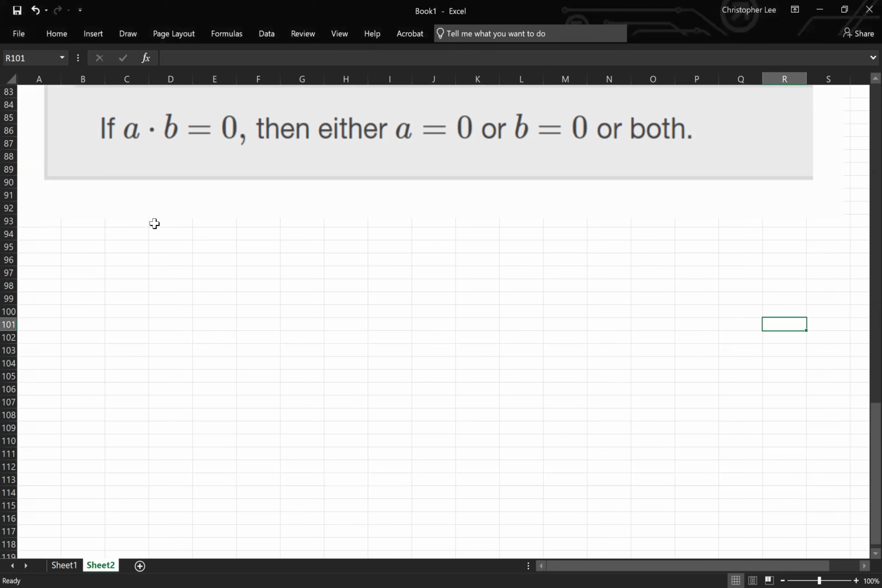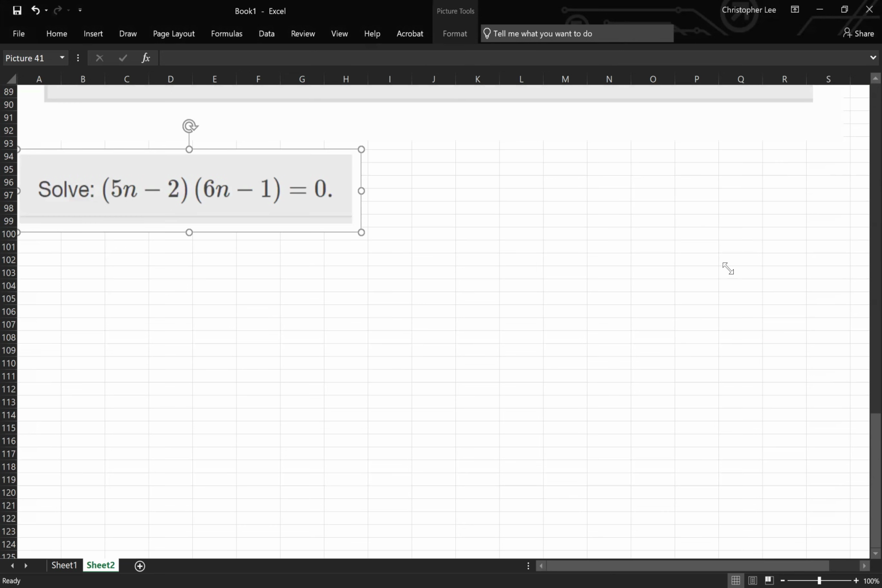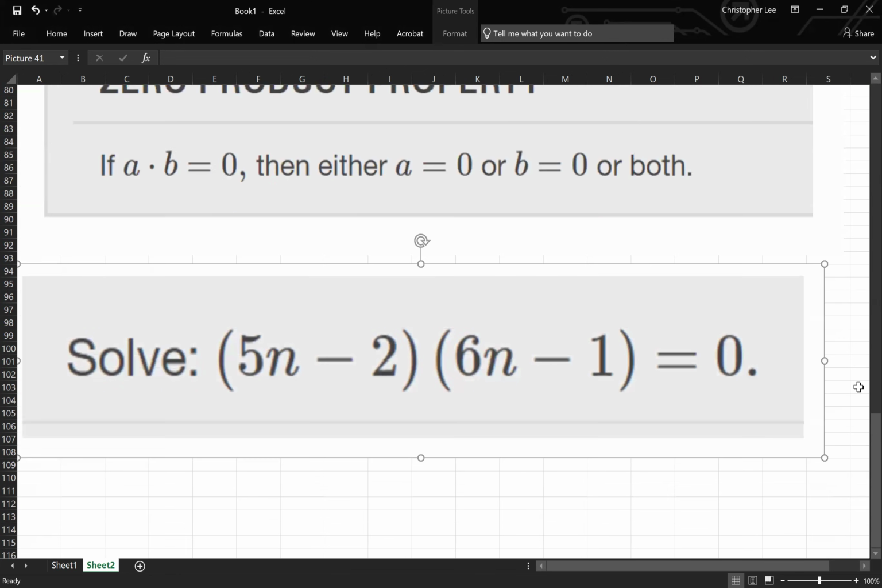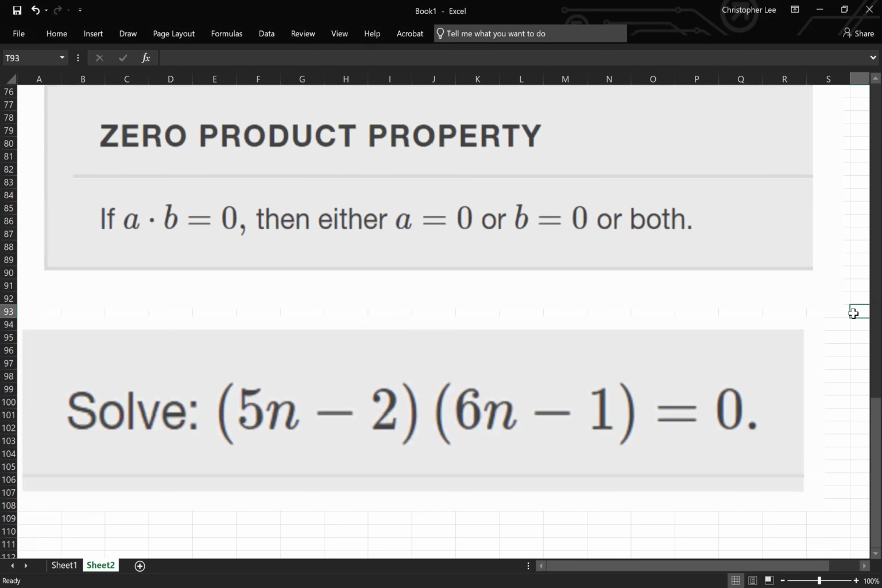So check this out. I'm going to use that same idea right here. We want to solve 5n minus 2 times 6n minus 1 is equal to 0. All right? Very simply, you're just going to set both of those terms equal to 0 and solve for n. You got two answers. That's the end of the problem. I'm going to show you how to solve for n real quick.